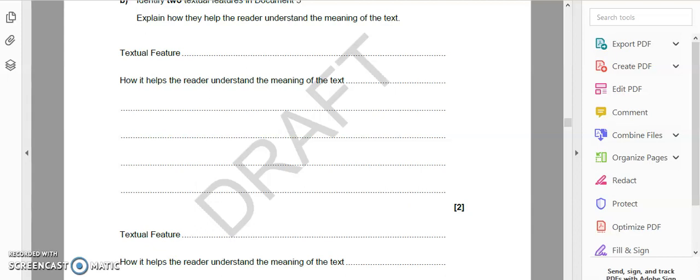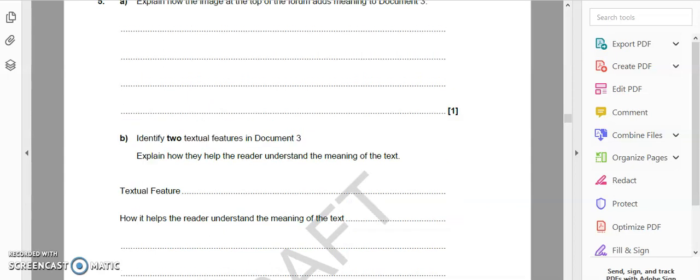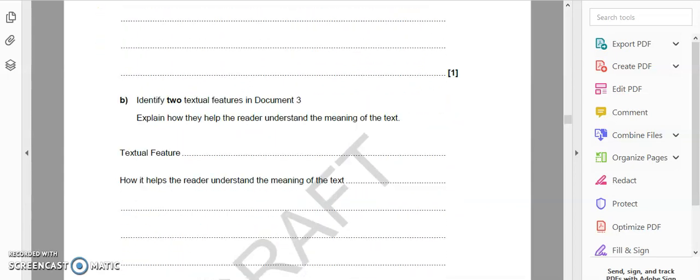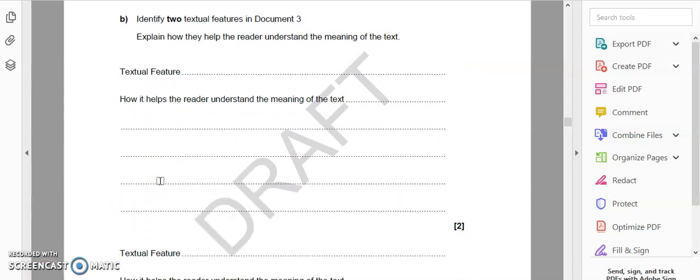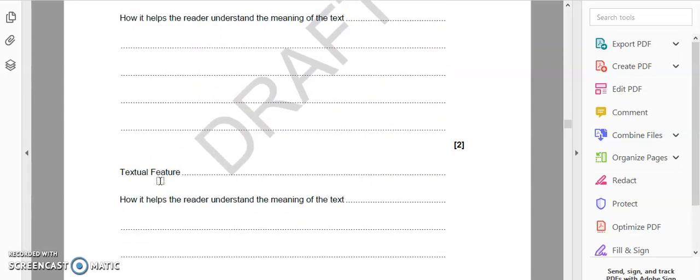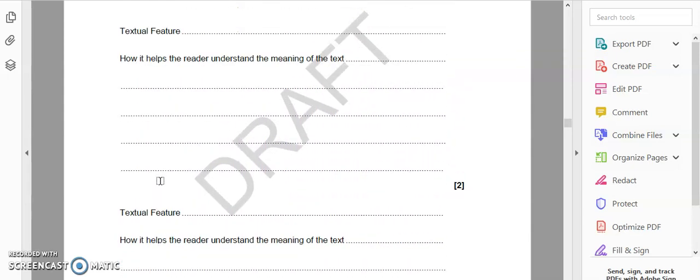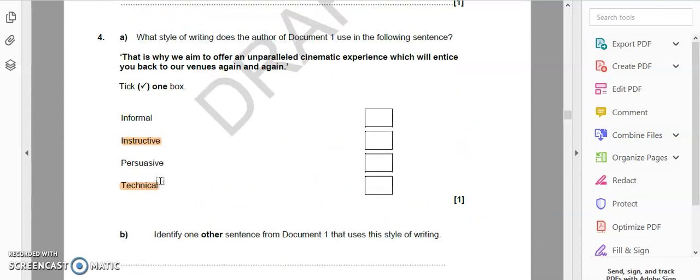Okay, so in the last video, we got up to the second part of question 5, looking at textual features. If you recall from the section where we deal with textual features, these would be anywhere where the text has sort of been modified. So bold text, for example, use of all capitals might be one, use of punctuation like exclamation marks, and also things like emojis could be one. So we know that we need to identify two textual features and explain how they help the reader understand the meaning of the text. So, let's have a quick look at document 3.